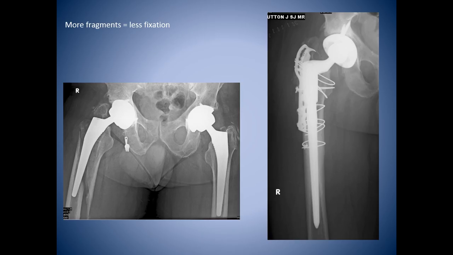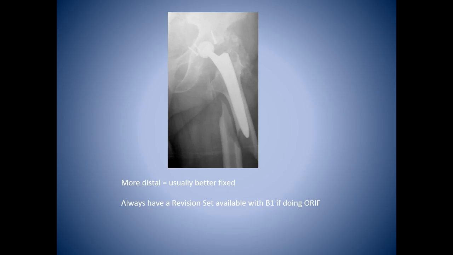With more fragments, obviously there's less surface area, so it's more likely to be not fixed and require a revision. And the more distal, obviously it's going to be better fixed, particularly with the metaphyseal coated type of implants. But in any B1, if you're going to be doing an ORIF for it, you must have your revision set available, because you can get caught short. And you must have adequate exposure. Doing percutaneous fixation on these B1s is not a great idea. You must actually have a look at how well fixed that implant is before you decide not to do an ORIF or a revision on these.